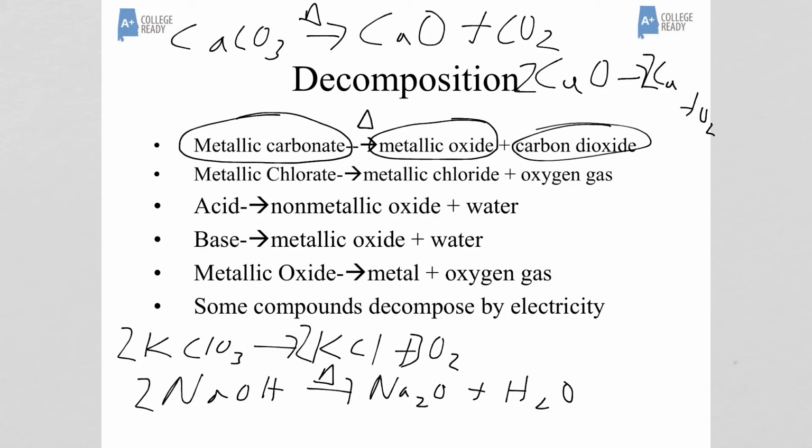And then there are cases when you can break down some compounds using electricity. For example, maybe you take sodium chloride, molten or liquid sodium chloride, and you run electricity through it. You might be able to break it up into sodium and chlorine gas, and you need to balance with a 2 and a 2. So decomposition reactions, you're breaking apart compounds.